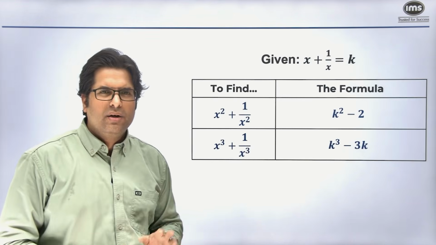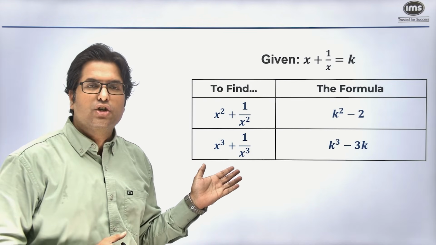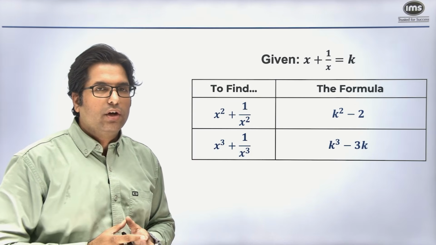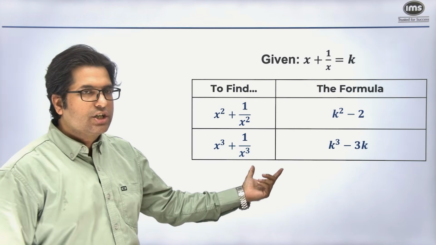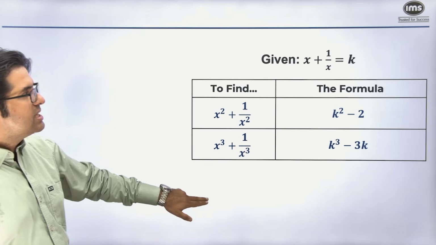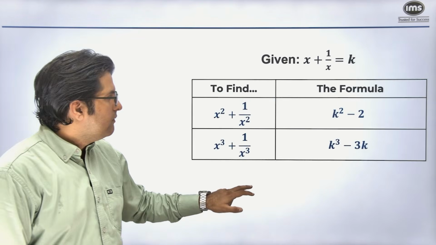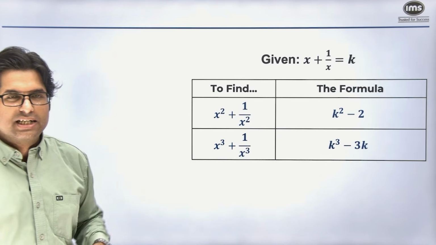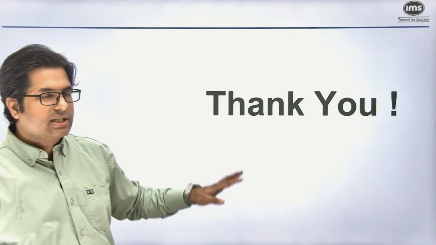A quick recap for you to have in terms of a screenshot or a snapshot. This can go in your formula notebook. x plus 1 by x being equal to k. The relationships for the same. And similarly, if we are given a higher power, we can calculate the reverse as well based on under root of p plus 2.